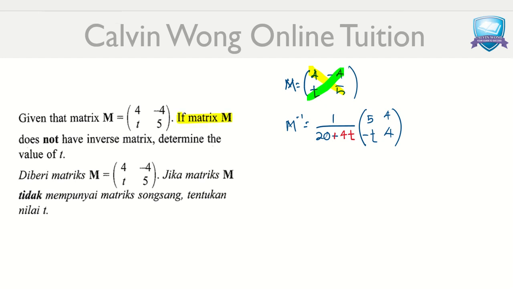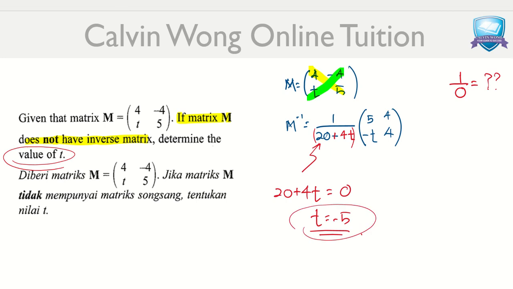Okay, look carefully. The question says matrix M does not have inverse. So in this case, if you don't have inverse, the denominator here, 20 plus 40, must be 0. Then only you cannot have inverse, because 1 over 0 is math error. Okay, T equals negative 5 in this case. The question asks you, determine the value of T. T equals negative 5. This is how we find inverse matrix.